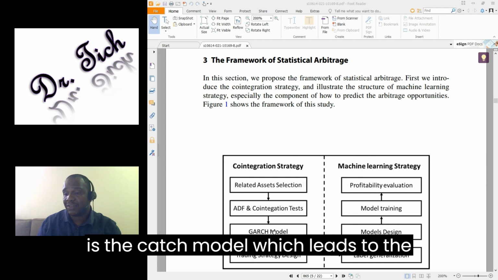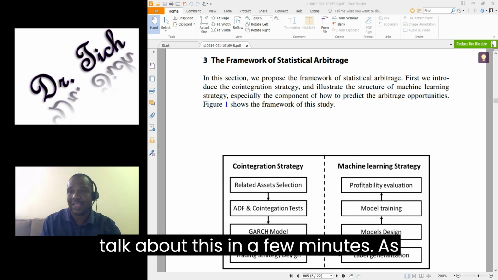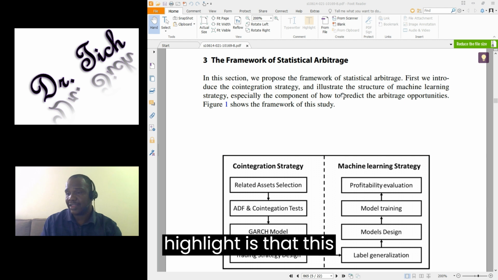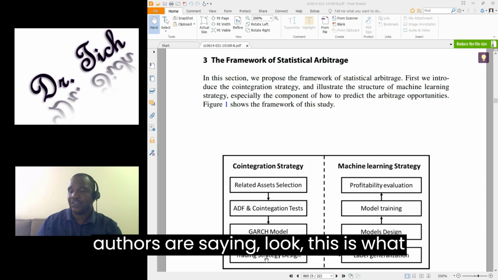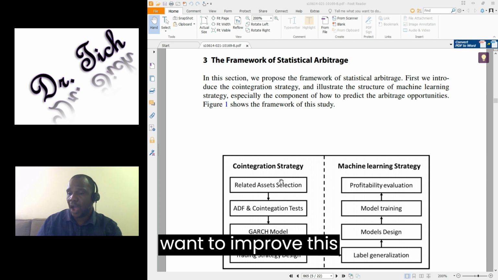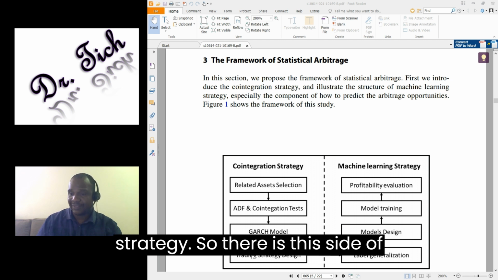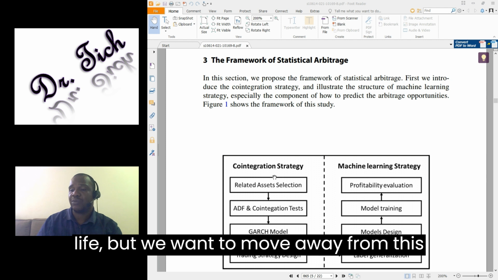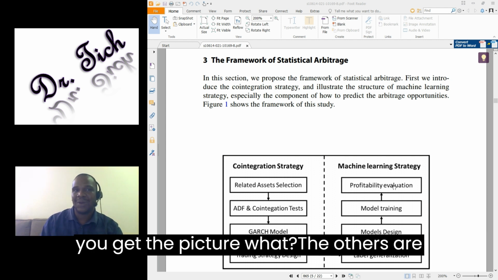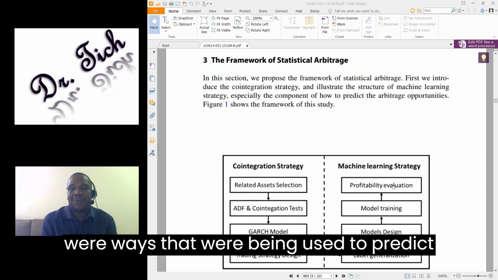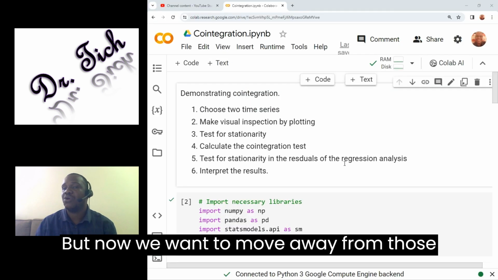What is next now is the GARCH model, which leads to the trading strategy design, and we have to talk about this in as few minutes as possible. The point I'm trying to highlight is that this is what has been the norm. The authors are saying, look, this is what has been happening, and we want to improve this by including a machine learning strategy. We want to move away from this side and implement a machine learning strategy. I think now you get the picture of what the authors are working on. They are saying there were ways being used to predict arbitrage opportunities, but now we want to move away from those methods.